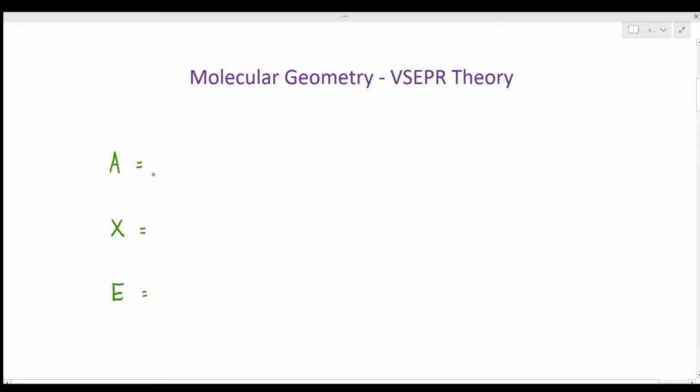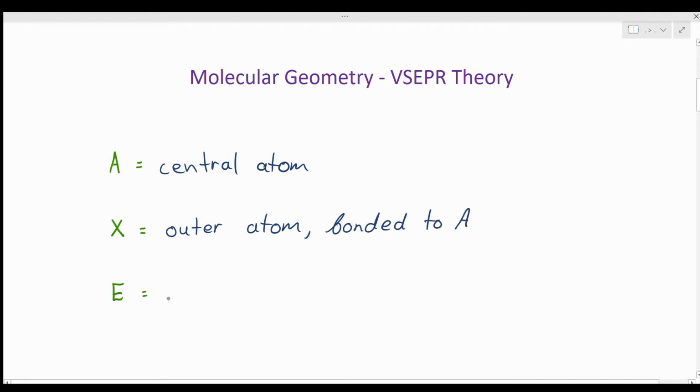Before I start showing you the shapes, here I have three letters. A is going to stand for the central atom. X is going to be an outer atom that is bonded to the central atom, A. And E is going to represent a lone pair of electrons around the central atom.